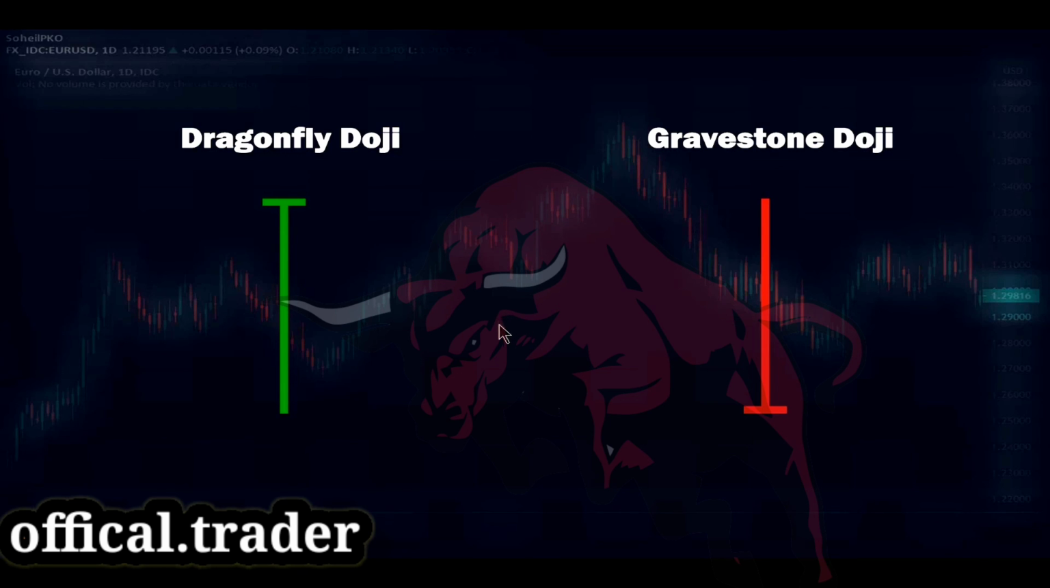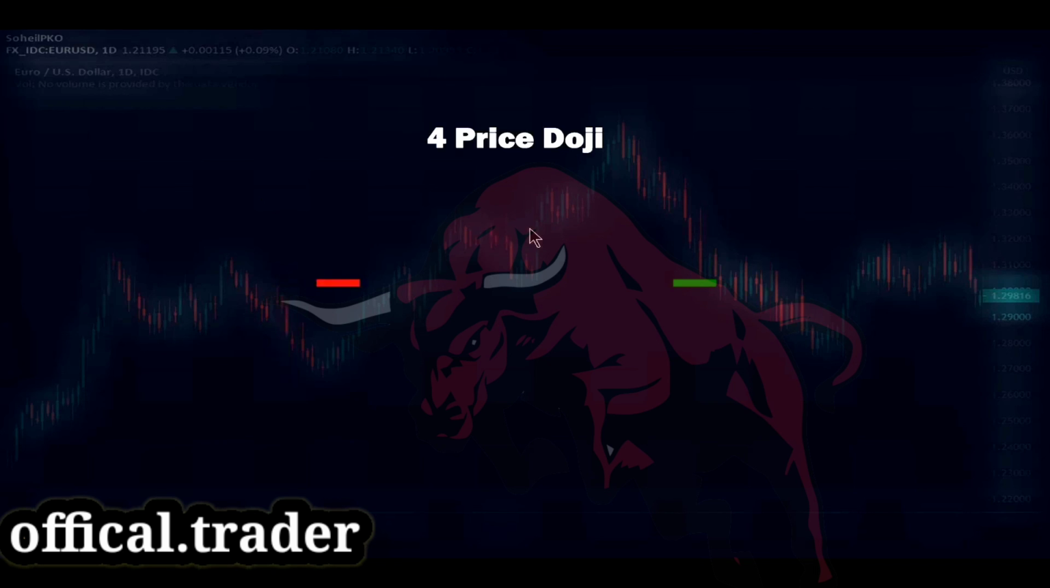And the last one is called 4-price doji. In this doji, open, close, high, and low are equal, and we only have one horizontal line, and it shows the ultimate indecision, a greater amount of indecision compared to plus sign doji. But 4-price doji is not very common and it rarely forms on the charts.